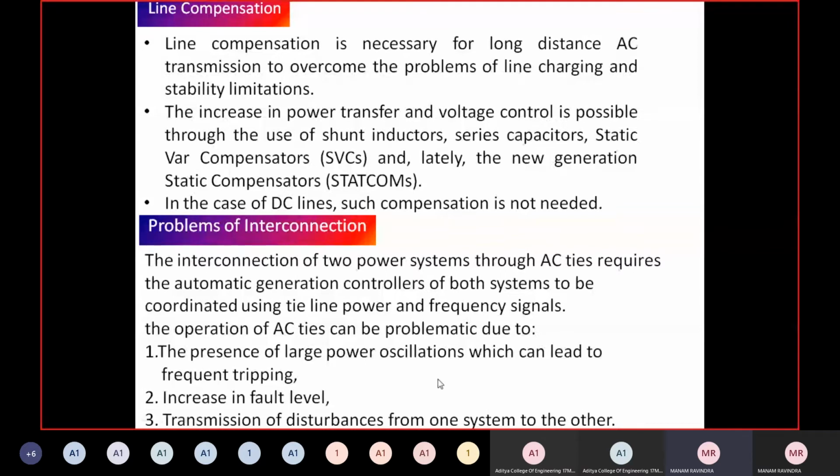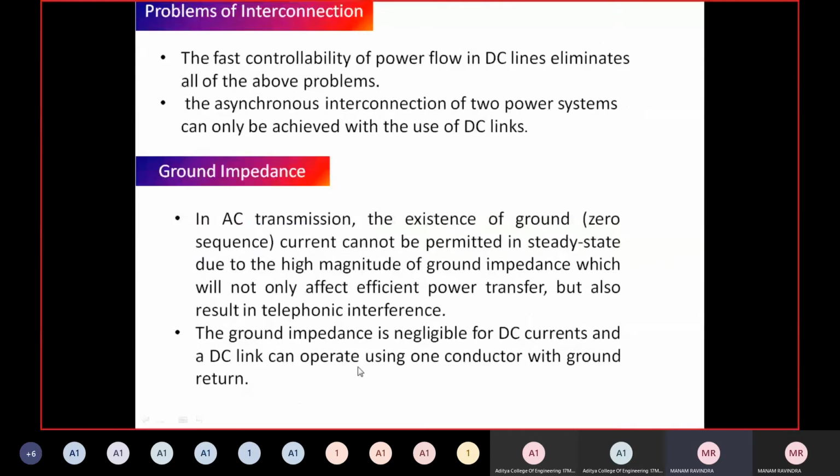When we are interconnecting, there will be a large number of problems: the presence of large power oscillations which lead to frequent tripping, increase of fault level, and transmission of disturbance from one system to the other. These are the main problems that occur in case of interconnection of two tie lines.